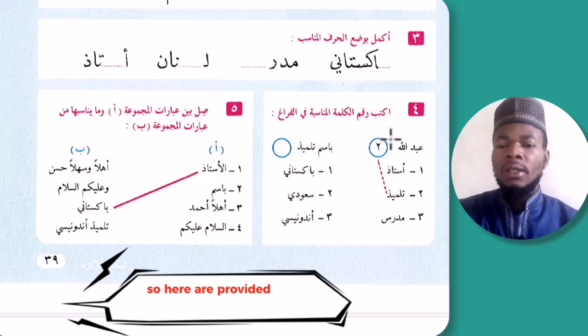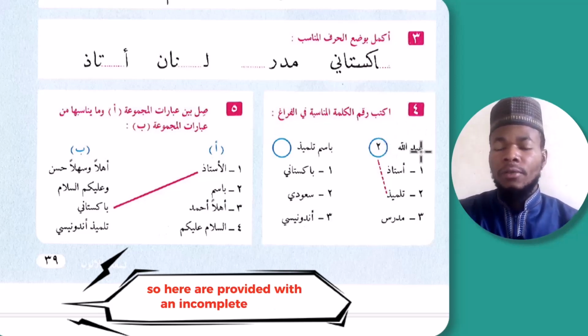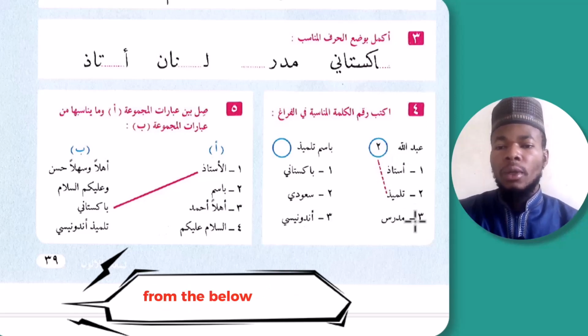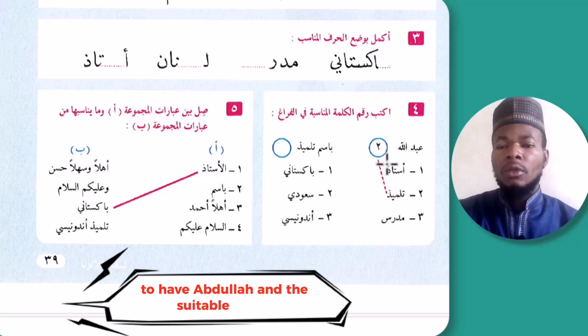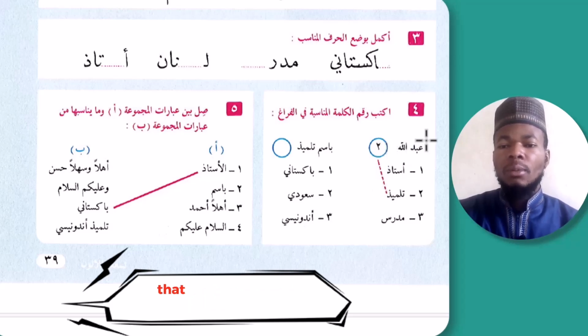So here we are provided with an incomplete phrase, which we are going to complete by selecting the most suitable one from the below options. So we have Abdullah, and the suitable one is Tilmidun. Abdullahi, Tilmidun, that is Abdullah is a student. So this one is already done for us.